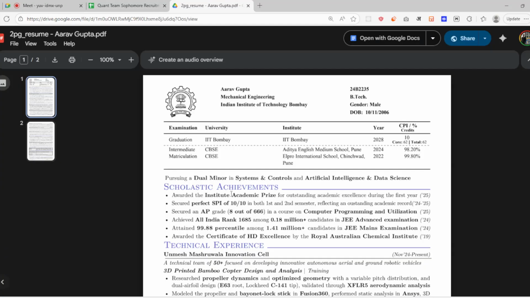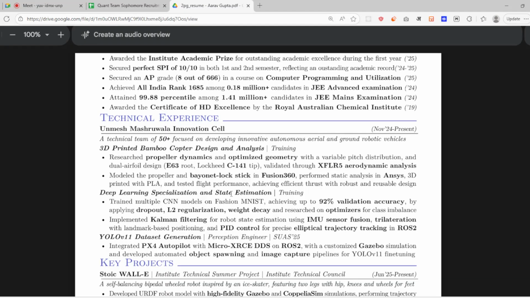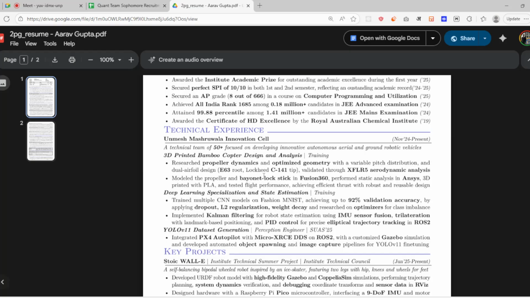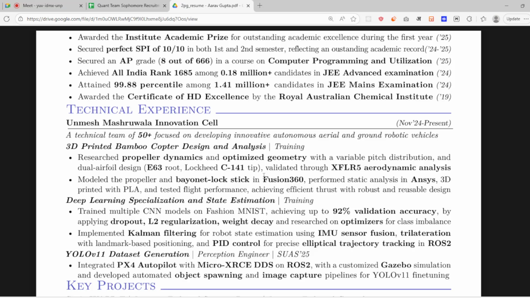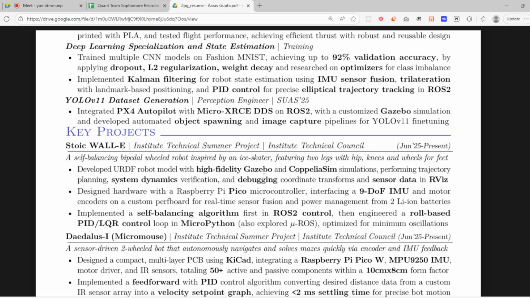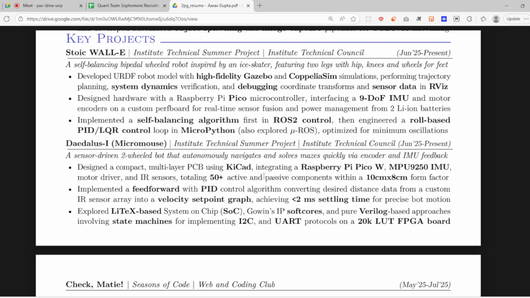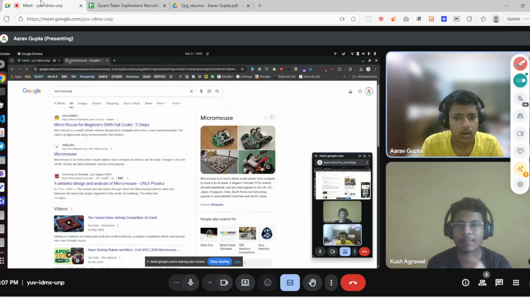Can you explain some of your projects which you did during your IITB time? Related to quant or in general? In general. So during this summer, from June to July and so on, I made two ITSPs. One was a maze solving bot. So it was a micro mouse. Have you heard of micro mouse? No. Okay, so they are small maze solving bots like this.